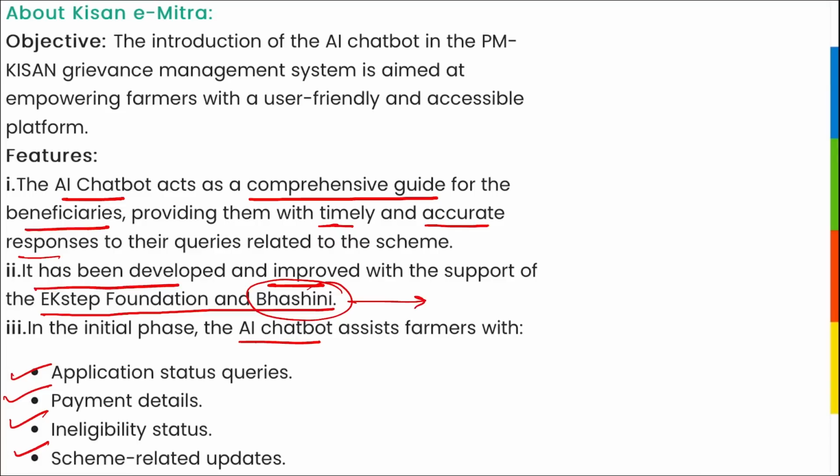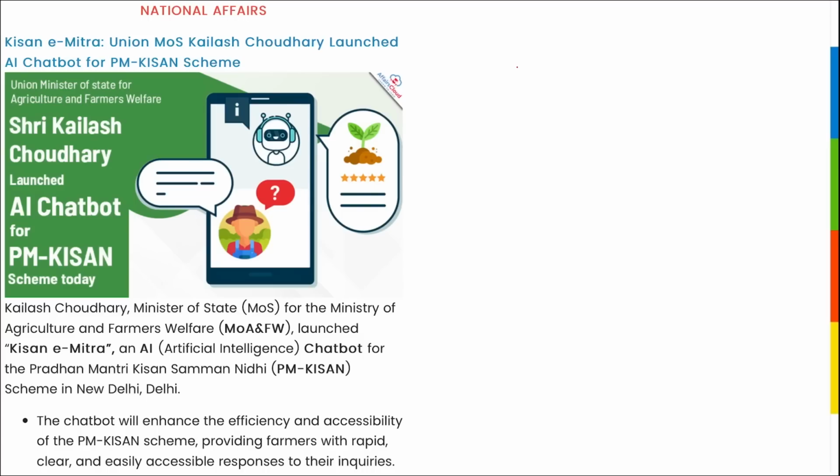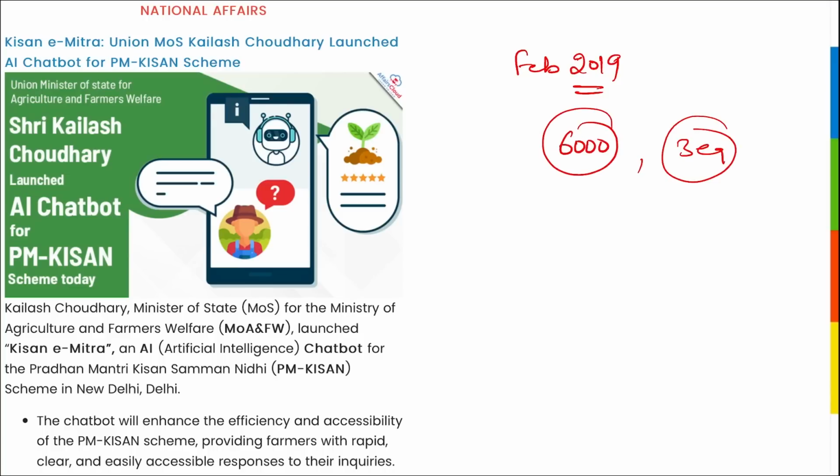And what is this PM Kisan? PM Kisan is a central sector scheme, right, that was launched in the month of February in 2019, and it was to support the financial needs of the land holding farmers in India. Here 100% funding will be done by the government of India, and the scheme offers an annual financial benefit of 6,000 rupees in 3 equal tranches of 2000 rupees each.